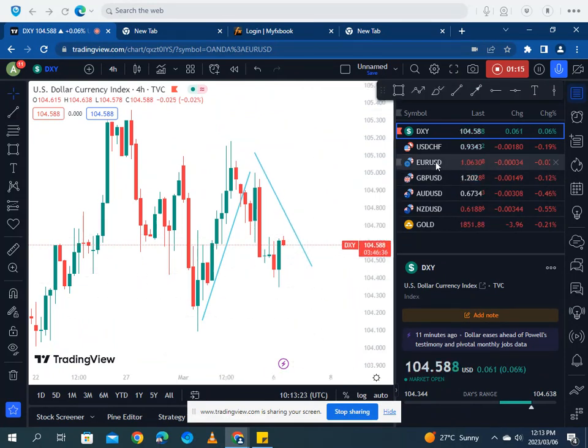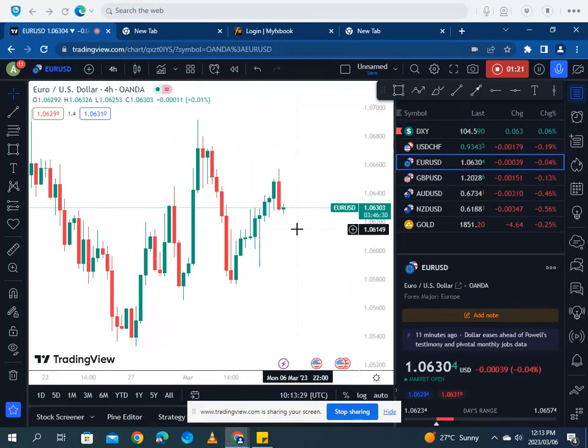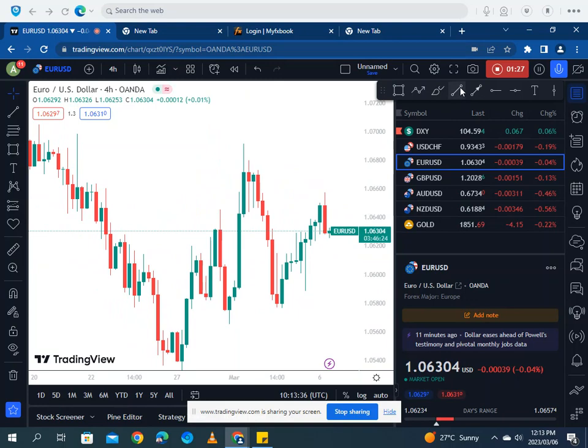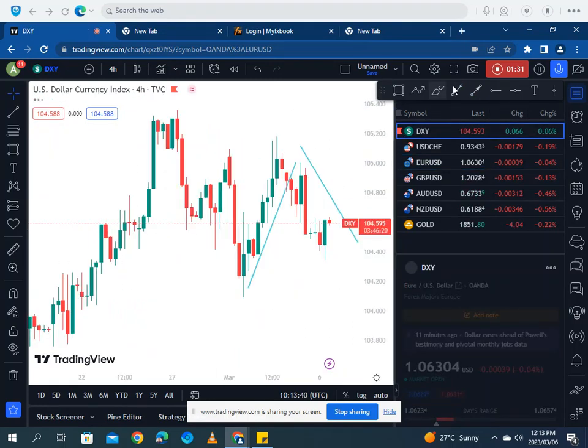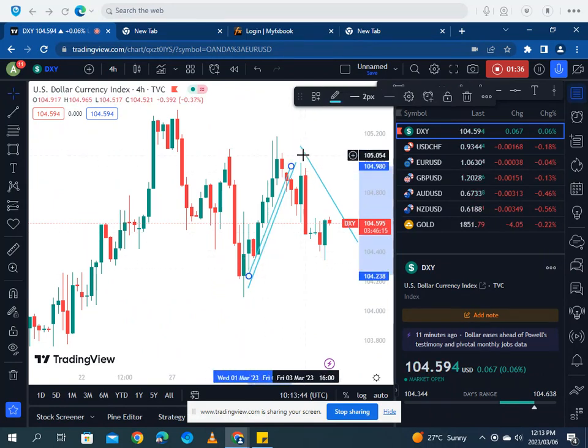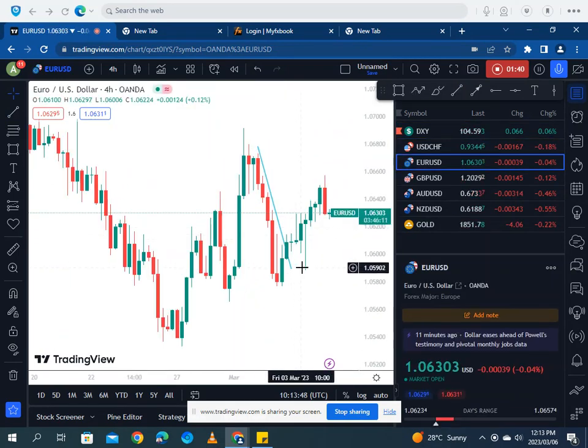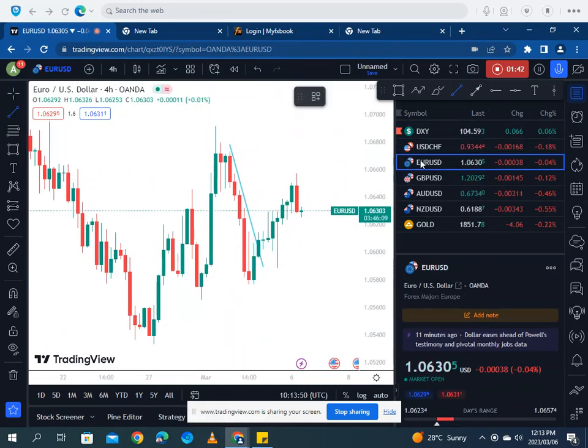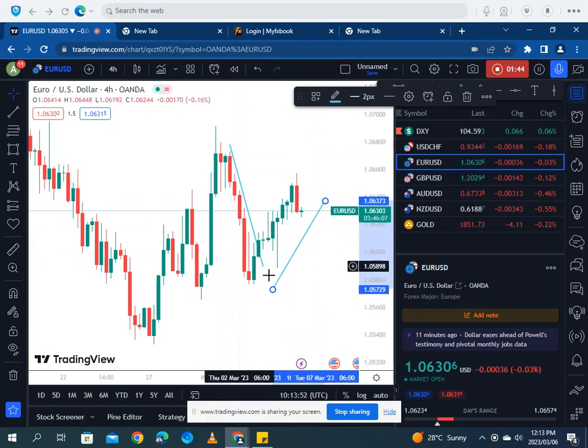Same thing with the Euro USD, but the Euro USD is negatively correlated with the DXY, which means whenever the Euro USD is pushing to the downside, the DXY is pushing to the upside, right? And when the DXY is pushing to the downside, Euro USD is more likely to be pushing to the upside. They are just negatively correlated, so you just need to flip that. Whenever you're buying DXY, you know you are selling Euro USD.